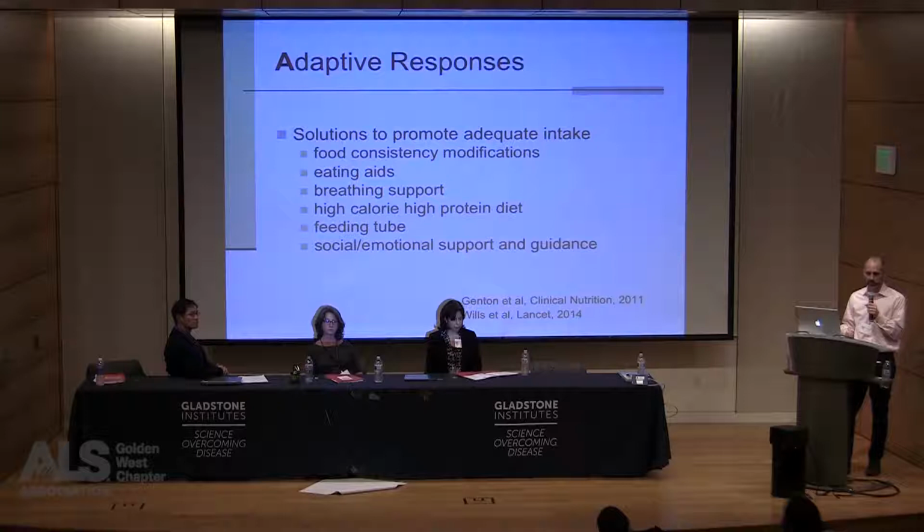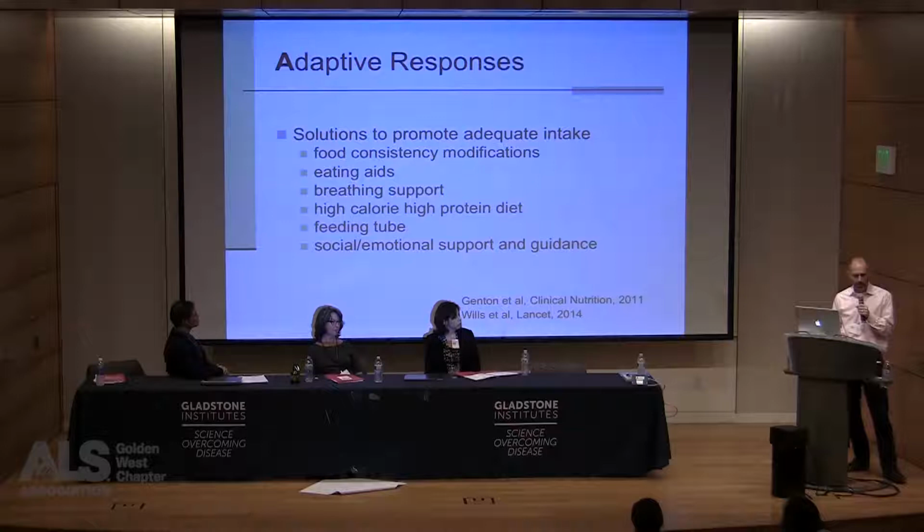Feeding tube is something that's managed as a group. The MD, the dietitian, the respiratory therapist, the speech-language pathologist, we will all come together in this discussion with the patient. It doesn't just come out of the blue from one of the practitioners. There are different stances, I would say, within clinics too, and this might be something that comes up within the discussion. Social emotional support, again, is quite important for people to know that they're not alone.